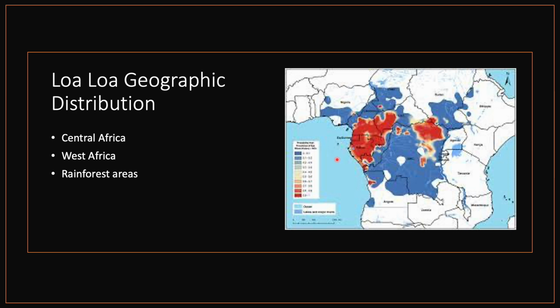So for the Loa geographic distribution, it's very specific to Central and West Africa, also including the rainforest areas. The regions of Central Africa include Cameroon, the Republic of Congo, and Equatorial Guinea. And then for West Africa, there are some parts including Nigeria, and parts of the rainforest region of the Ivory Coast.